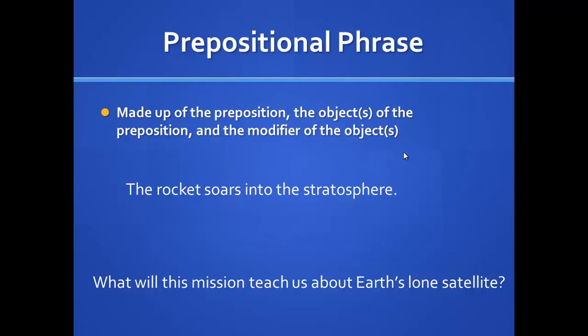The rocket soars into the stratosphere. Your first goal is to find the preposition. Let's take a moment to look at that, see if you can find the preposition. I'm hoping that you said that into is a preposition. Okay, so your next step then is to look after the preposition for the very first noun, person, place, thing, or idea that you run into. So is the a noun? Nope, the is not a noun. Stratosphere, is that a noun? Yes, it's a place. So stratosphere is the object of the preposition.